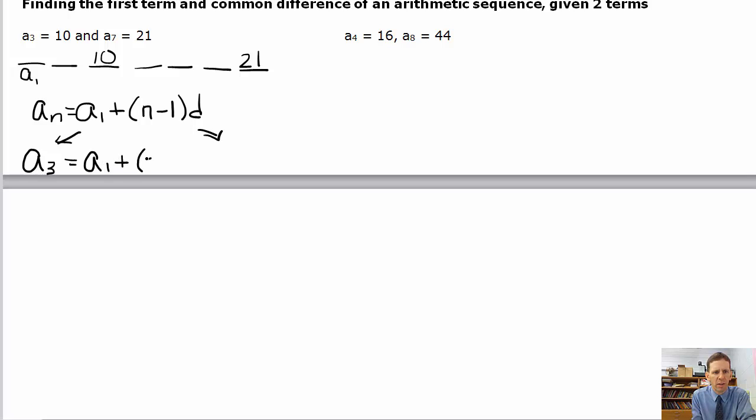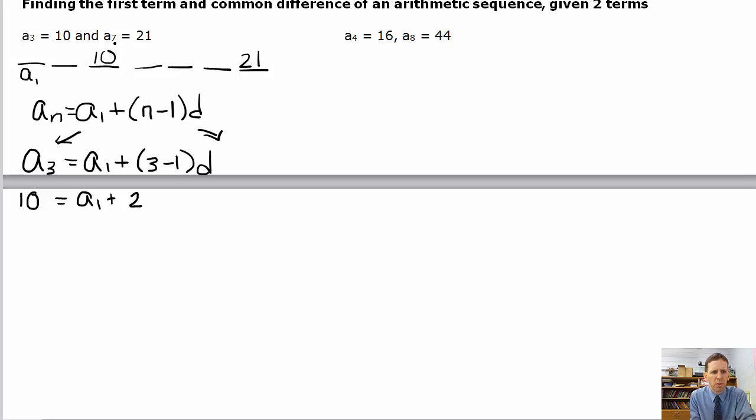I really don't know many of the other values on here. What I do know, though, is that a sub 3 is 10. So I'm going to replace the a sub 3 in this equation with a 10. So I have 10 equals a sub 1 plus 2d. That's what 3 minus 1 is.